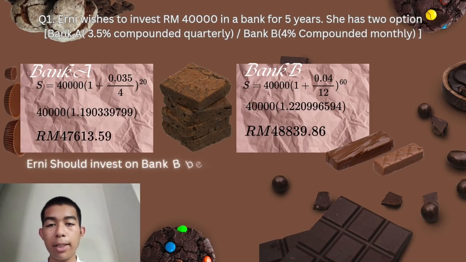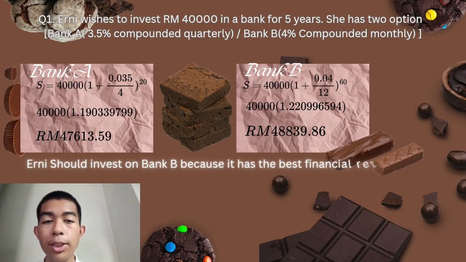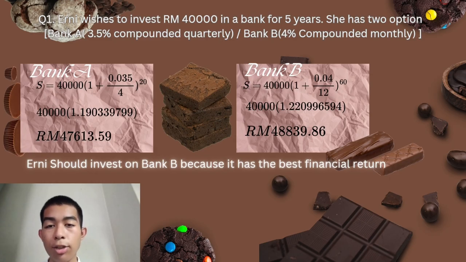I will explain briefly the answer for question 1. Ernie wishes to invest 40,000 ringgit in a bank for 5 years. She has the option whether to invest in Bank A or Bank B with a different interest rate. So which one should she choose?